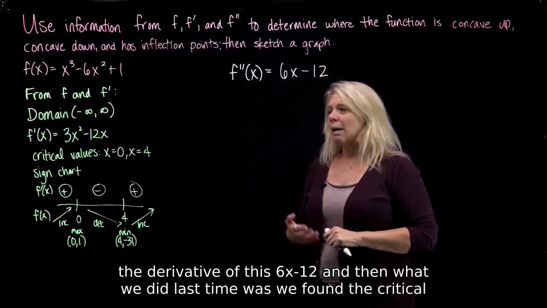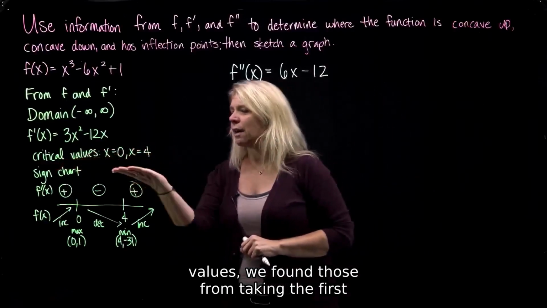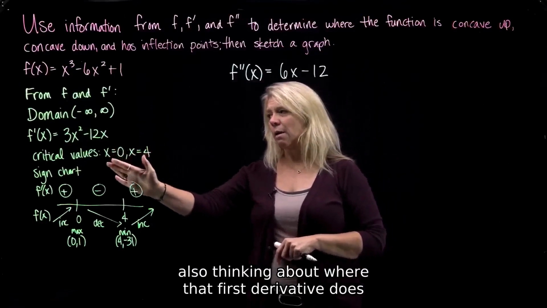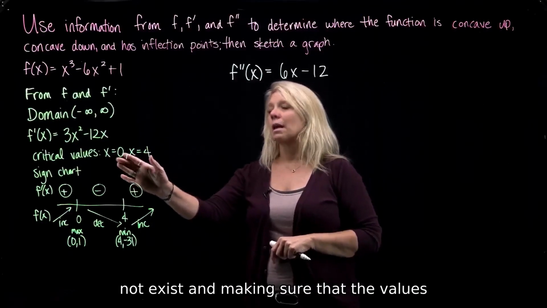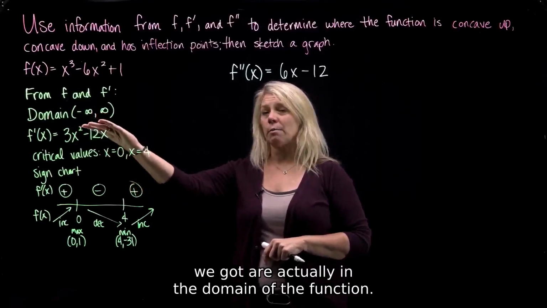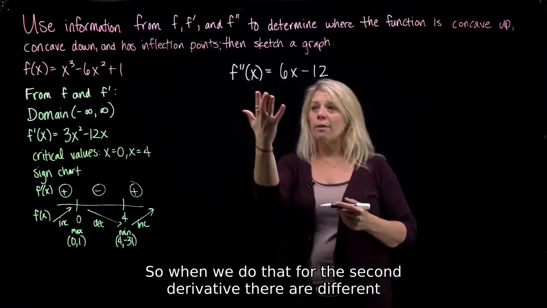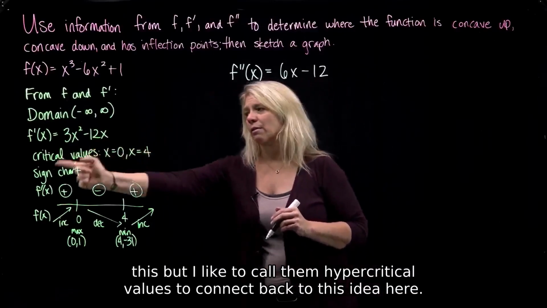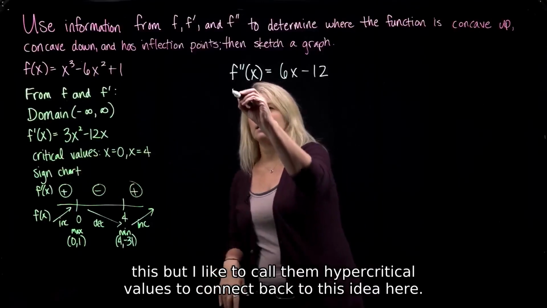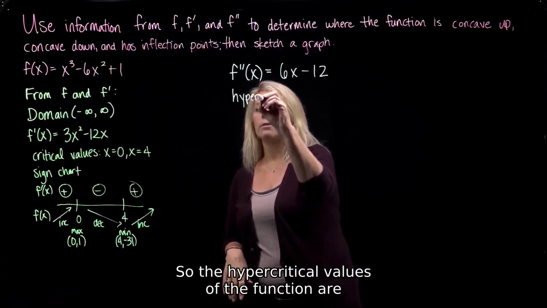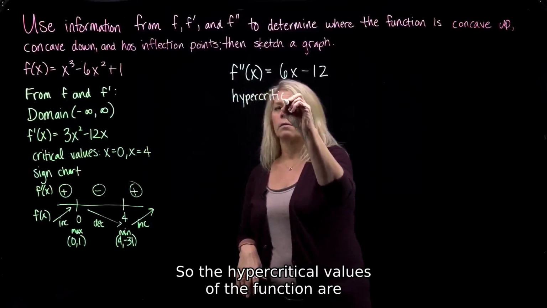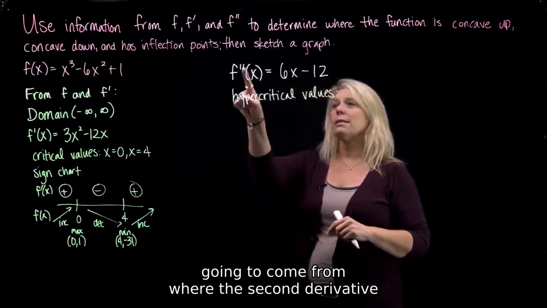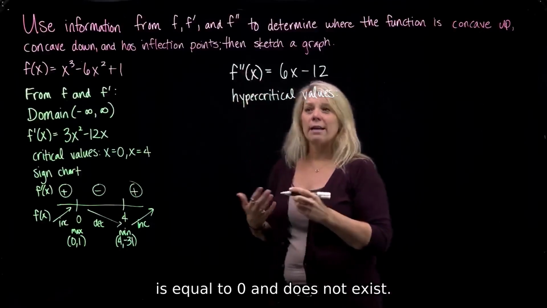And then what we did last time was we found the critical values. We found those from taking the first derivative and setting that equal to 0, and also thinking about where that first derivative does not exist, and making sure that the values we got are actually in the domain of the function. So when we do that for the second derivative, there are different ways you can describe this, but I like to call them hypercritical values to connect back to this idea here. So the hypercritical values of the function are going to come from where the second derivative is equal to 0 and does not exist.